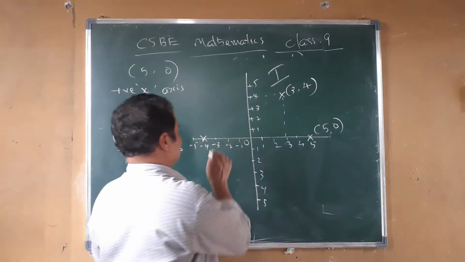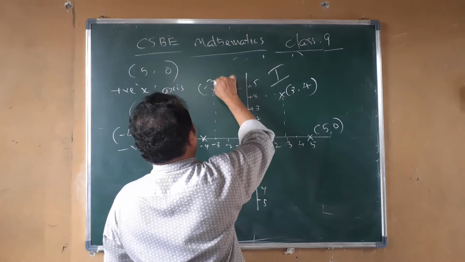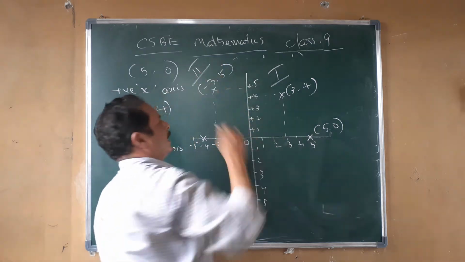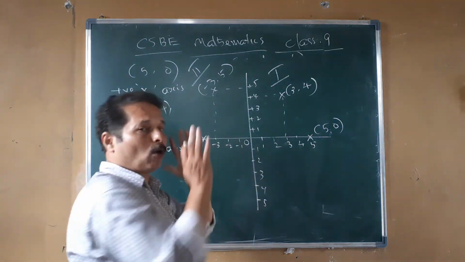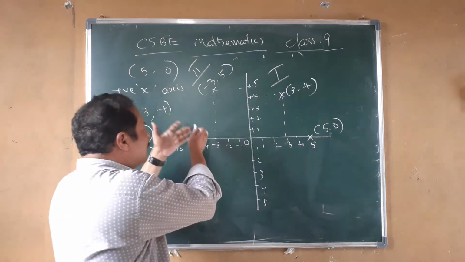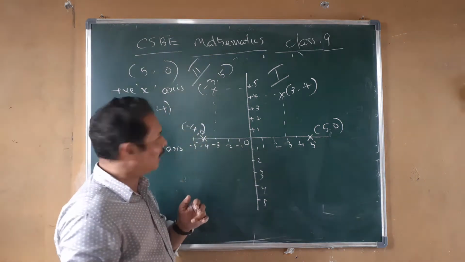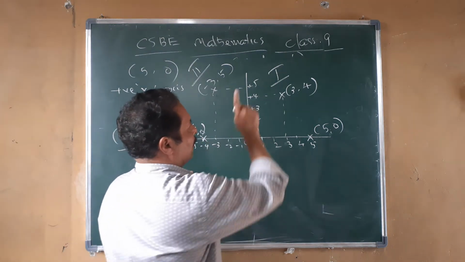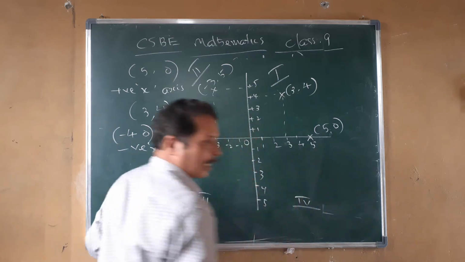Second quadrant means, for example, minus 3, 5. This point minus 3, 5 is in the second quadrant. X is negative, y is positive means it is in the second quadrant. X is negative, y equal to 0 means the point lies on the axis. Okay. Once again, first quadrant, second quadrant, third quadrant and fourth quadrant.